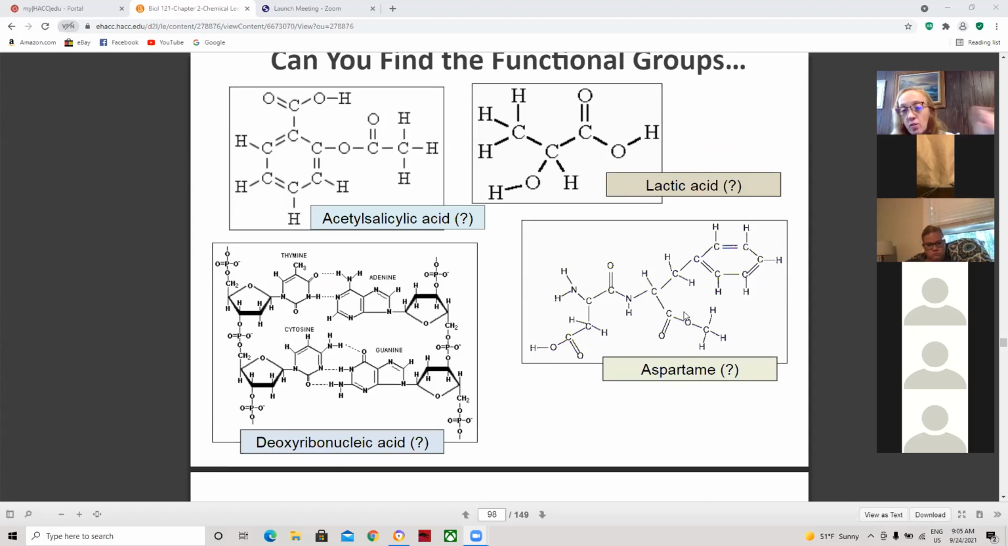Aspartame, what we find in a lot of diet drinks. There's the carbonyl group. There's a methyl group. There's a carbonyl group. It's not an amino group, but this little bond right here is a peptide bond, which we'll talk about as a signature of proteins. A carboxyl group, an amino group.